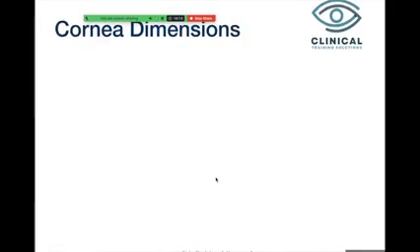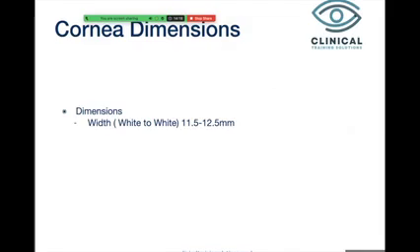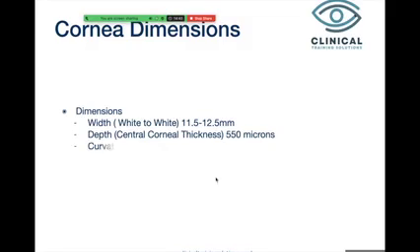In terms of dimensions, the cornea is about 11.5 to 12.5 millimeters. It's a good measure of the size of the eye as well. So if somebody has a very large white to white reading, you might think that patient has quite a large eye, or if they've got a very small one, you might think you need to use a different speculum because the patient has a very small eye. The thickness is about 0.5 millimeter, normally we say 550 microns, and the curvature, so the K readings, which we'll talk about, between about 43 and 46 diopters is pretty normal.